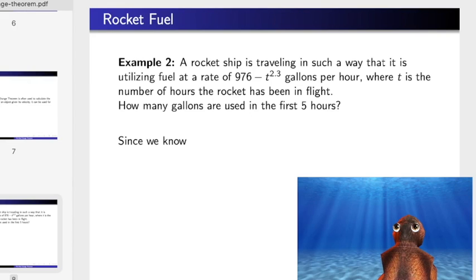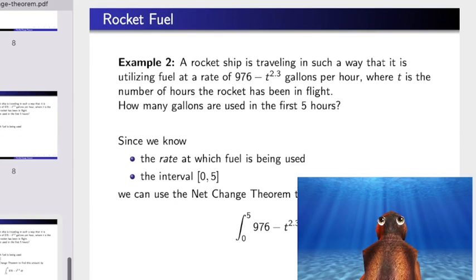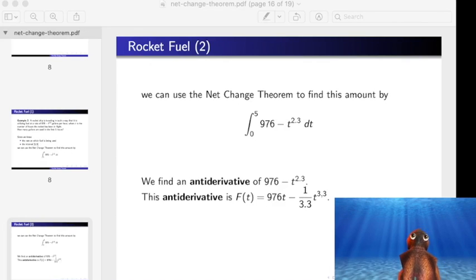minus t raised to the 2.3 power gallons per hour, where t represents the hours since the rocket ship launched. Since we have a function for the rate at which fuel is being used and we know the interval goes from 0 to 5, we can apply the net change theorem and calculate this amount as the definite integral from 0 to 5 of 976 minus t raised to the 2.3 power dt.